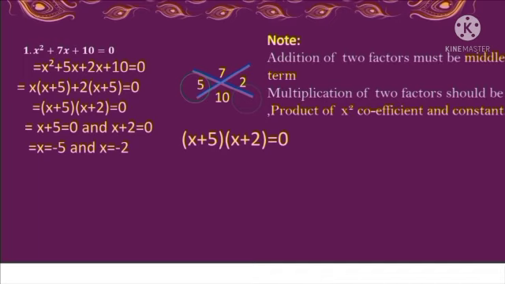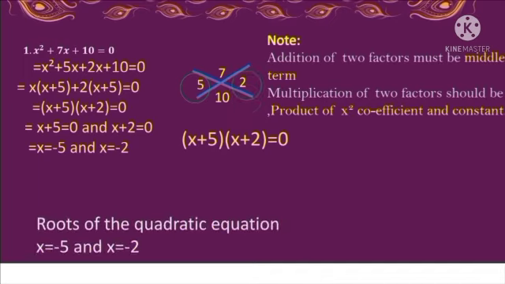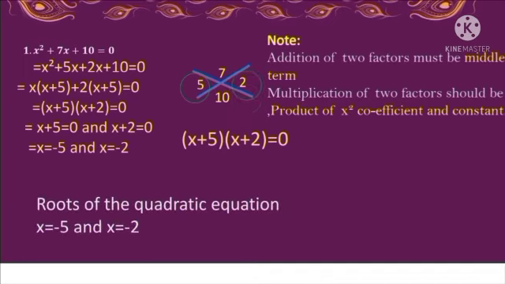If you write the factors which are suitable for the middle term, you just have to convert them: if they are positive, just write negative, right? Now let us take one more example.